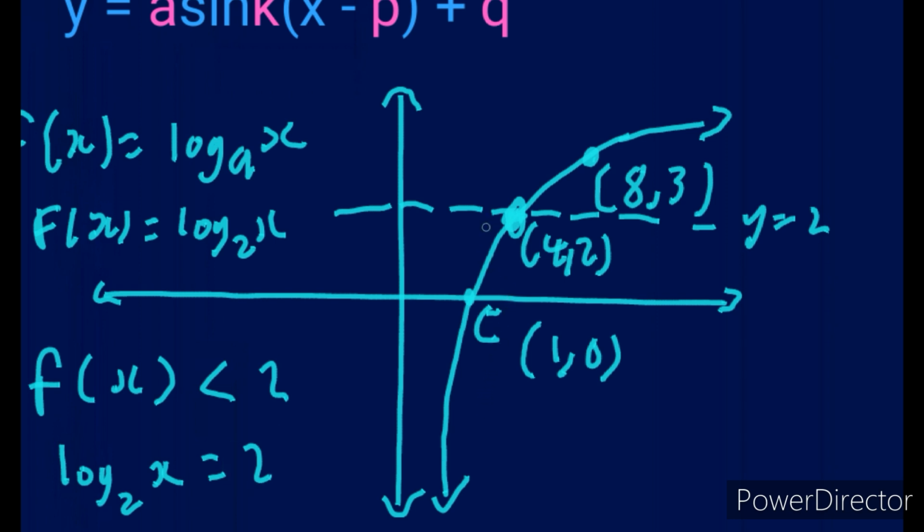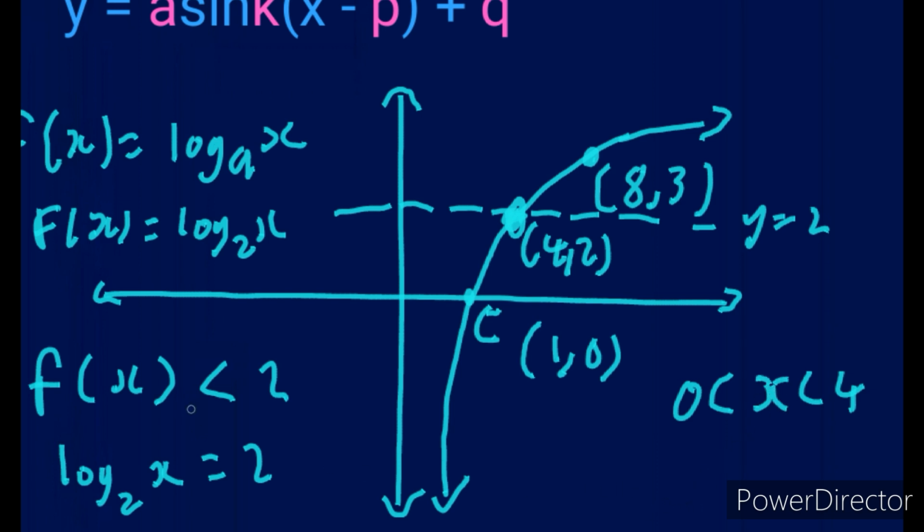Now the question says it must be less than 2, so we want this portion of the graph. This portion starts from 0 and ends at 4, because the x value is 4. Because I said for which values of x, it is from 0 to 4. So it starts from 0, it ends at 4. So x is between 0 and 4. That's how you answer the question.